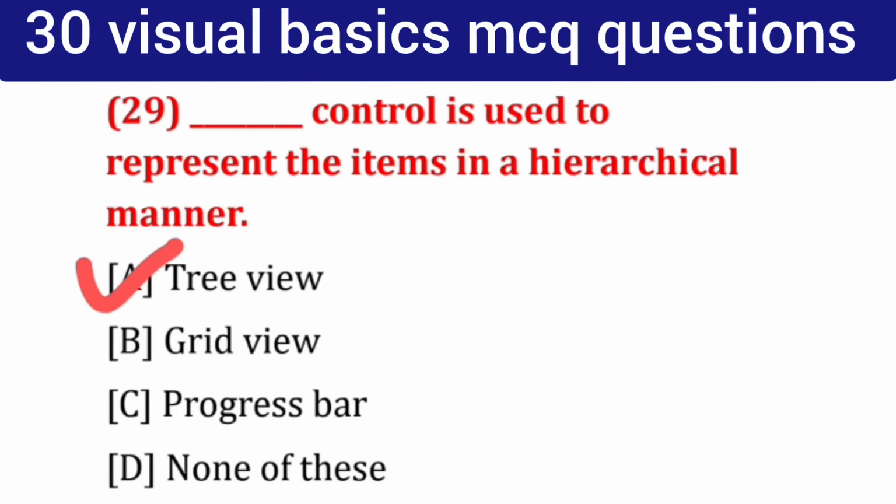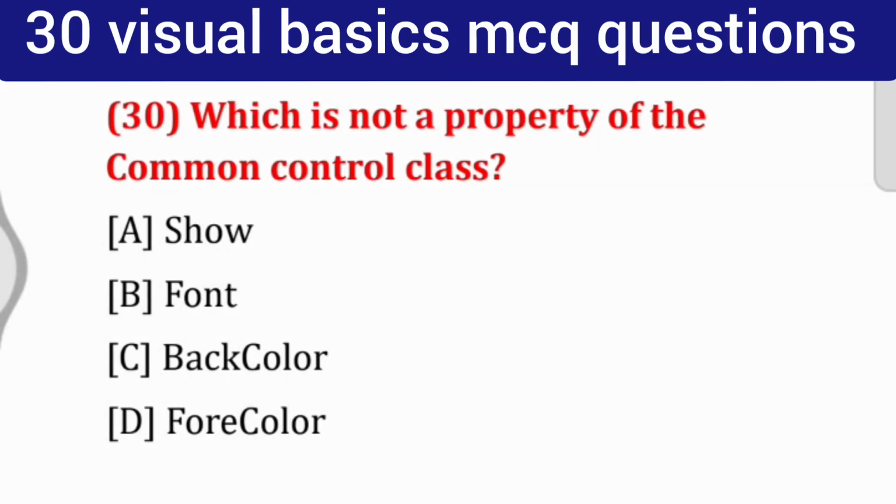Question number 30. Which is not a property of the common control class? Options: show, font, back color, forecolor. Correct answer, show.